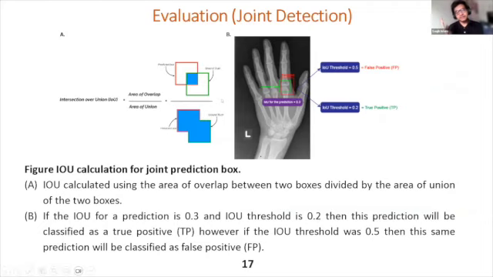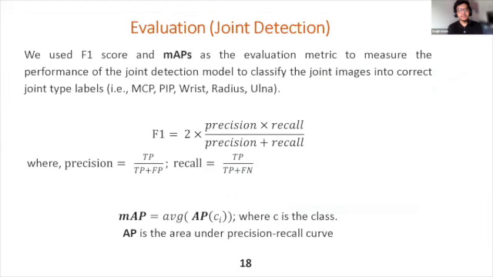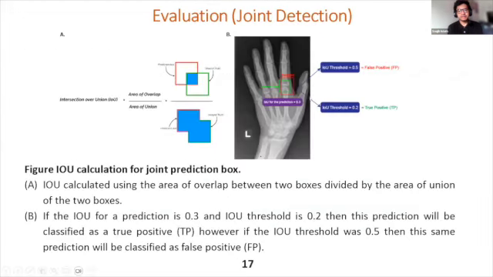So we try a few different thresholds because with object detection, we want to make sure that the model performs well in all of the thresholds. If we set the threshold to be 0.1 or 0.5, it should perform relatively well in all of those thresholds. Let me just show an example. So over here, if we set the threshold as 0.2, it will be a true positive. If we set it at 0.5, it will be a false positive.